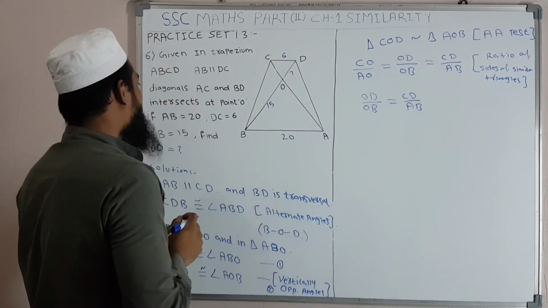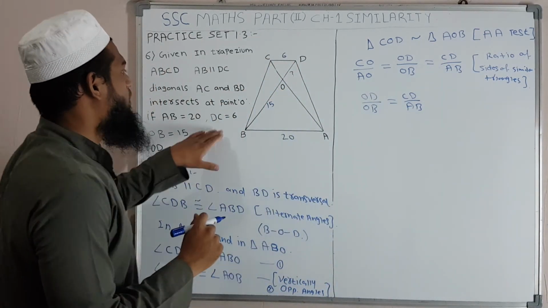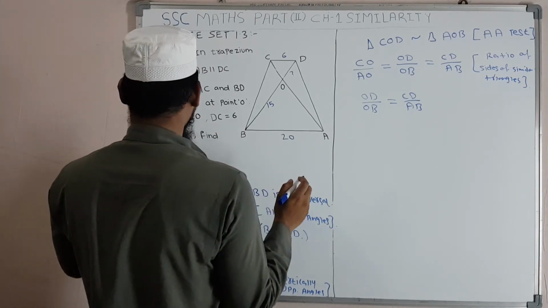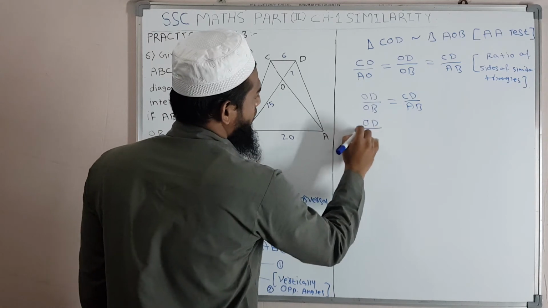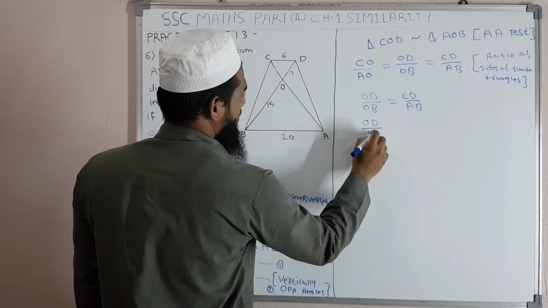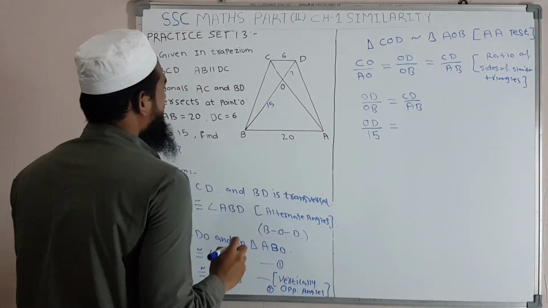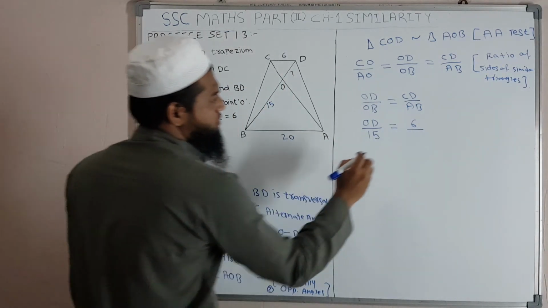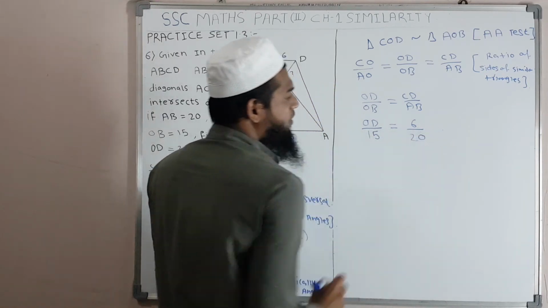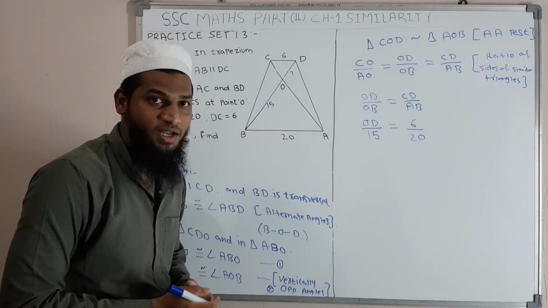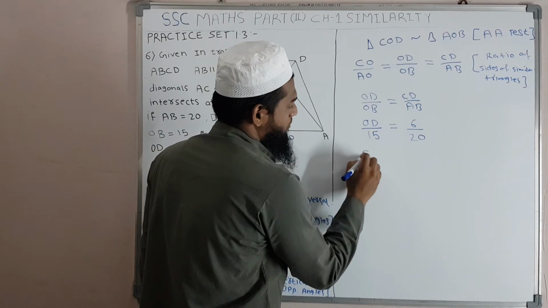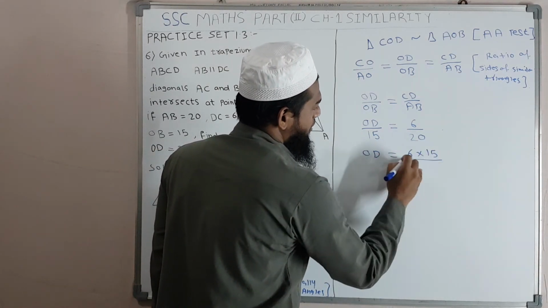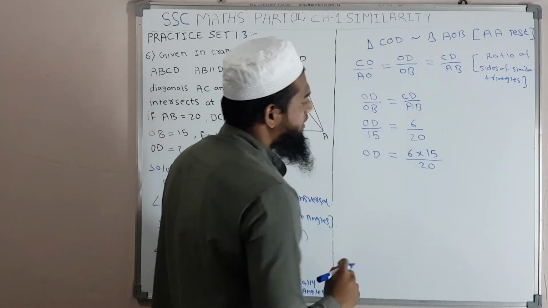Now put the values from the question. OB is equal to 15. The value of OD we don't know. So OD upon 15 is equal to CD, which is 6, upon AB, which is 20. Now we can do the cross multiplication. So OD is equal to 6 into 15 upon 20.